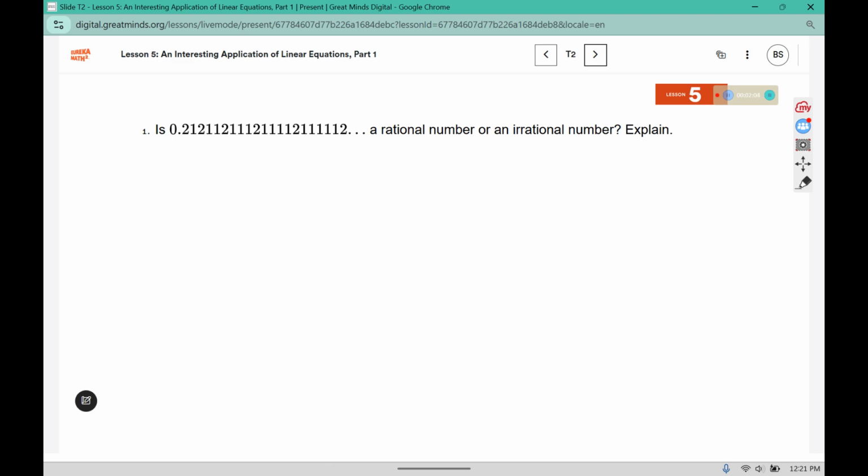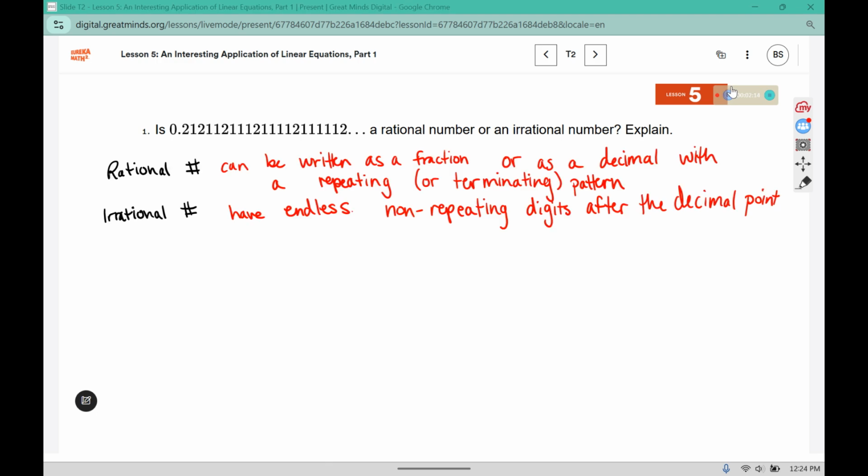Is this decimal a rational number or an irrational number? And explain. Let's go back and think about some definitions of those two phrases. So here are some quick definitions that might help us determine whether this is a rational number or an irrational number. I would suggest writing these definitions in your composition book under your warm-up from this morning.